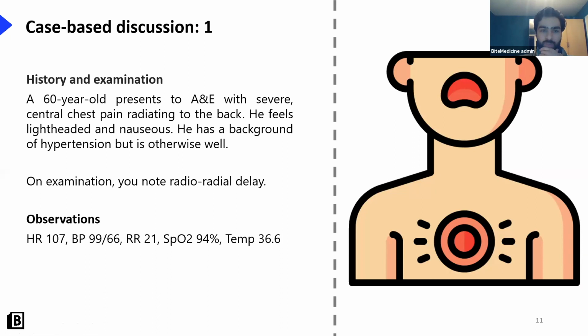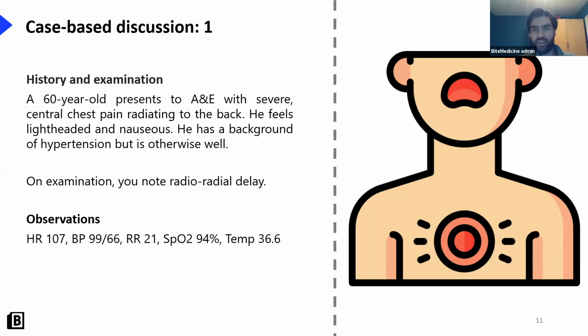So we have a 60-year-old presenting to A&E with severe central chest pain radiating to the back. He feels lightheaded and nauseous, and he has a background of hypertension. He's got radio-radial delay, and his observations are listed there. What is your diagnosis? Okay, quite straightforward, yes, aortic dissection.